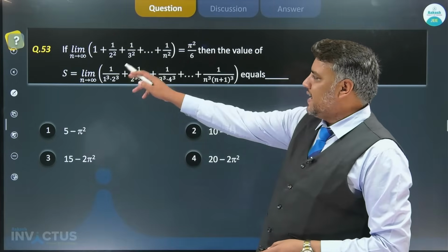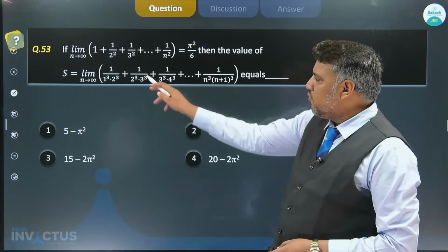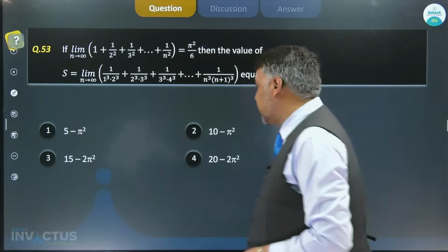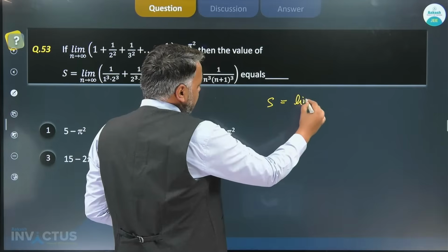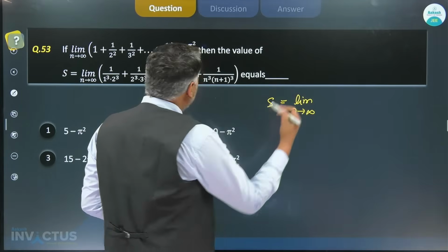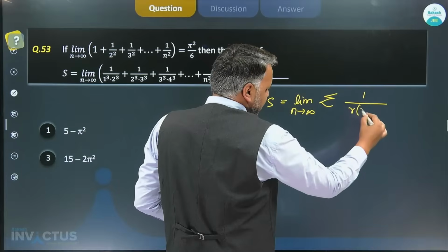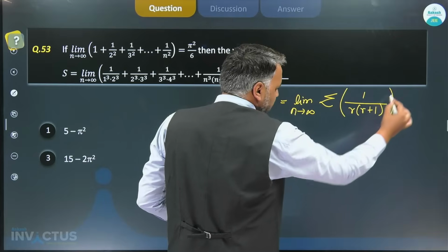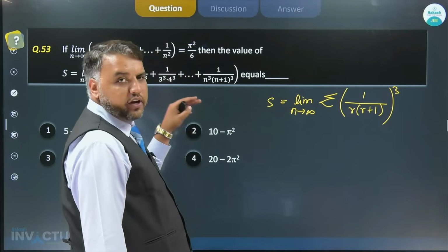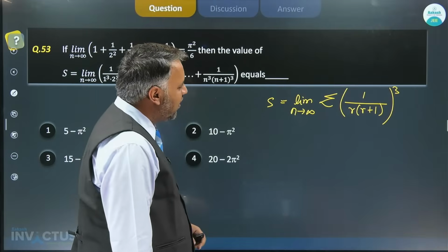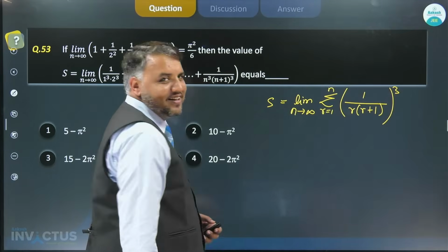We are given limit n tends to infinity summation 1 by r square is pi square by 6, and we have to find this sum, this limit. Okay. So if again we write the general term, we'll say S is equal to limit n tends to infinity, summation of 1 upon r plus 1 whole cube. You can see it. This is 1 cube, 2 cube, then 2 cube, 3 cube, so r plus 1 whole cube. So r is equal to 1 to n.